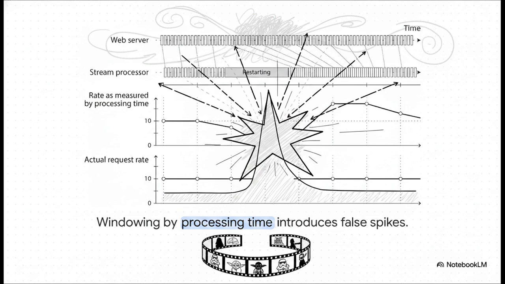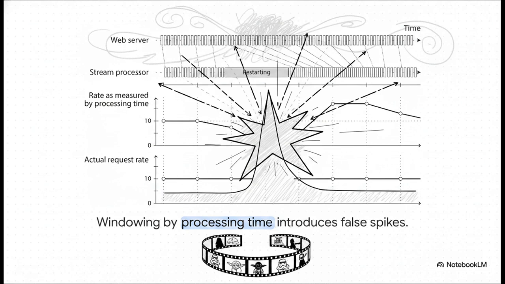Let me tell you, relying on processing time is incredibly dangerous. Imagine you have a perfectly steady stream of requests. If your stream processor restarts or experiences a network hiccup, it builds up a backlog. When it wakes up and churns through that backlog all at once, windowing by processing time creates a massive false spike in your analytics, a spike that never actually happened in reality.